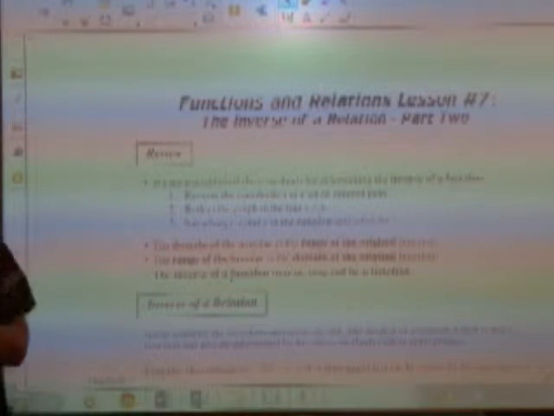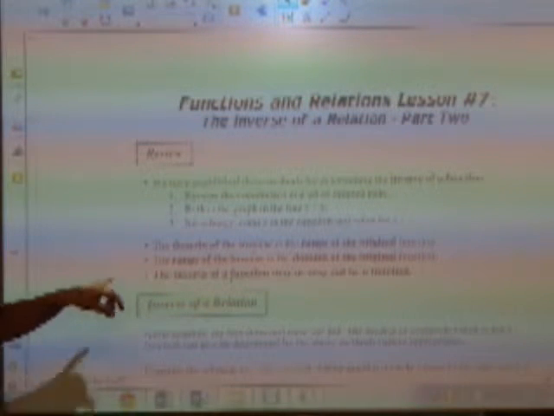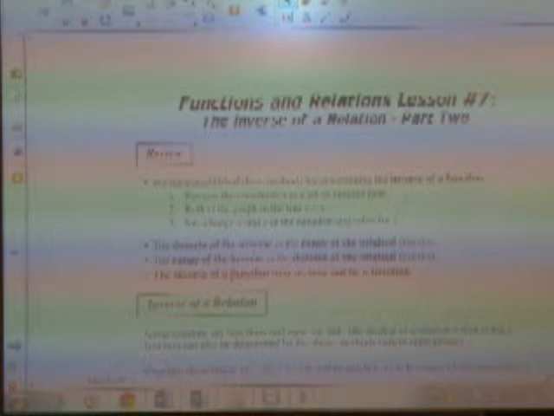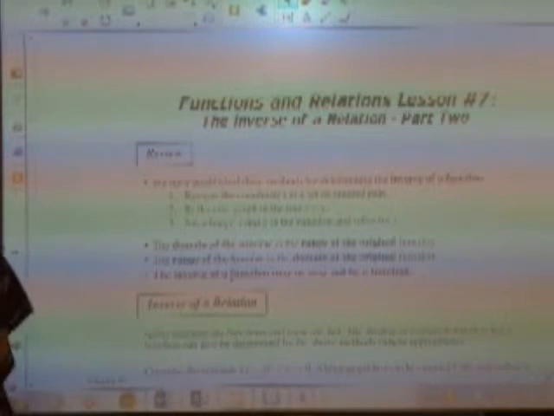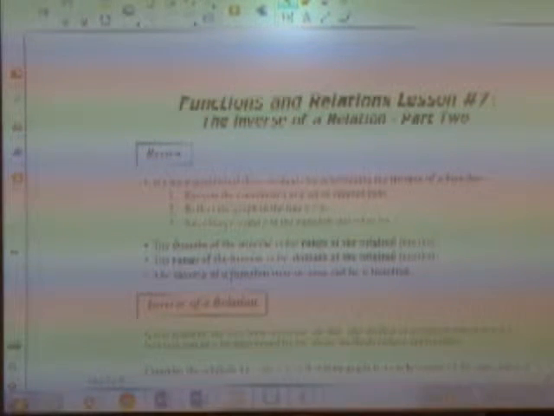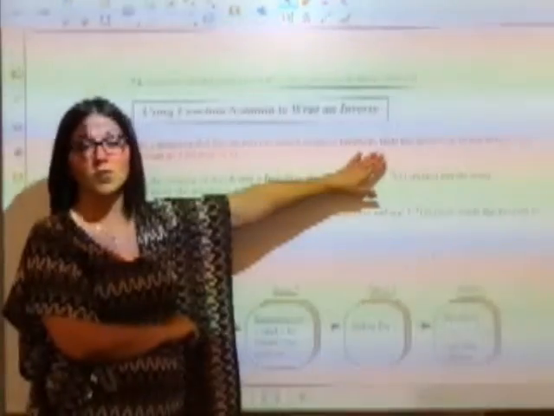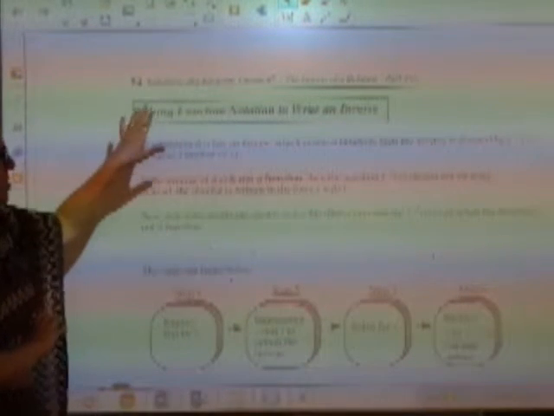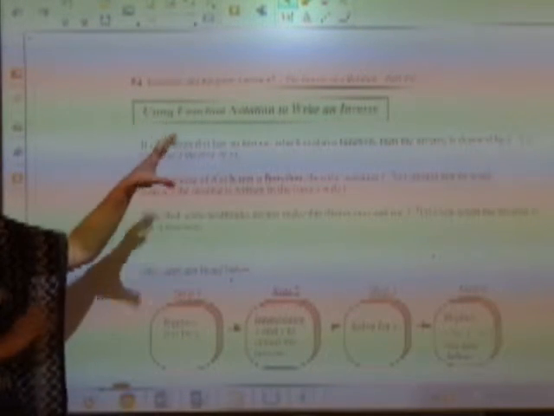Things to remember, the domain of the inverse was the range of the original, and the range of the inverse was the domain of the original. The inverse of the function may or may not actually be a function in itself. So if we look at the next page, it looks at using function notation to write an inverse. If a function has an inverse which is also a function, then we can use this function notation. So function notation can only be used when I'm dealing with a function.